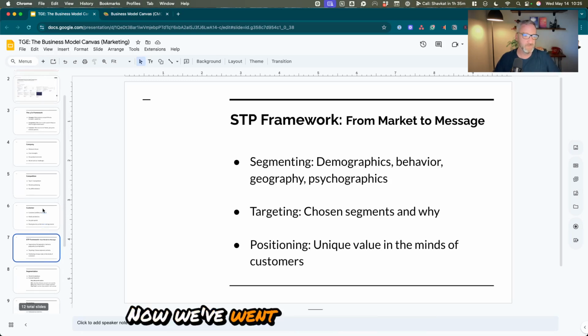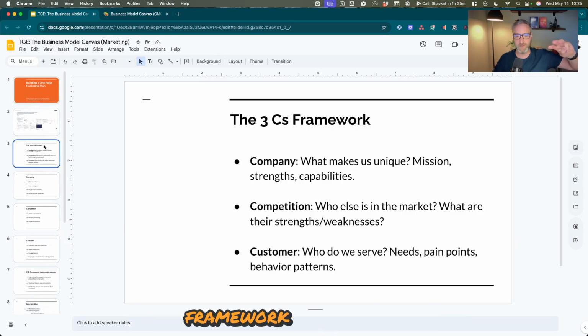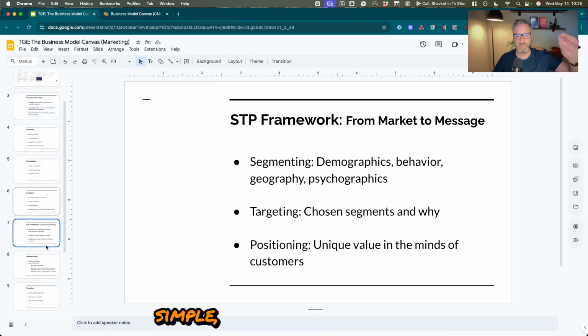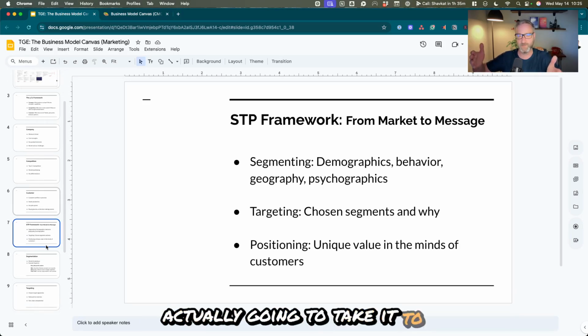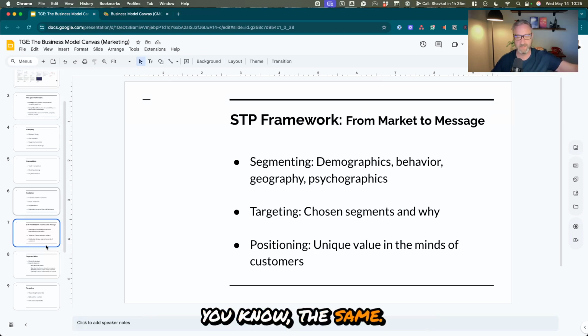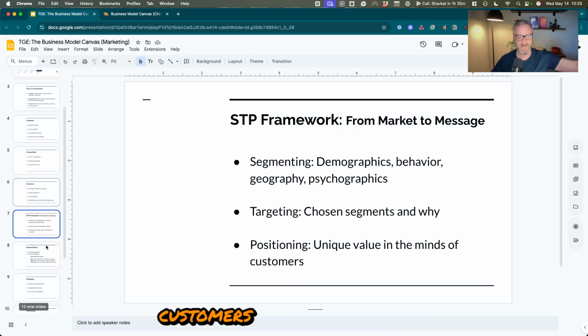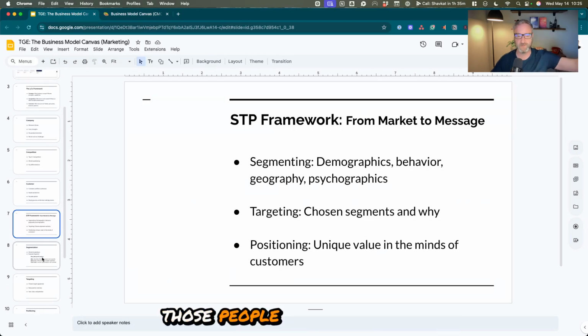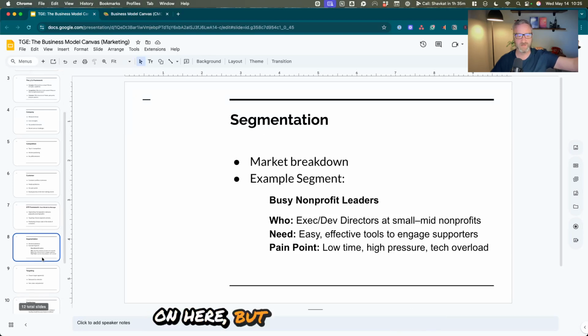Now, we've went from the 3, and just as a reminder, the 3C framework is company, competition, and customer. The next framework, which is very simple, is just simply, now I'm moving from this big theory of market to how am I actually going to take it to market with my messaging, right? So that just looks like, how am I going to segment those people? Not everybody's the same. So how do I segment my customers out to identify the most ideal customer? And then how do I choose to reach those people with my unique proposition? That's SMTP.